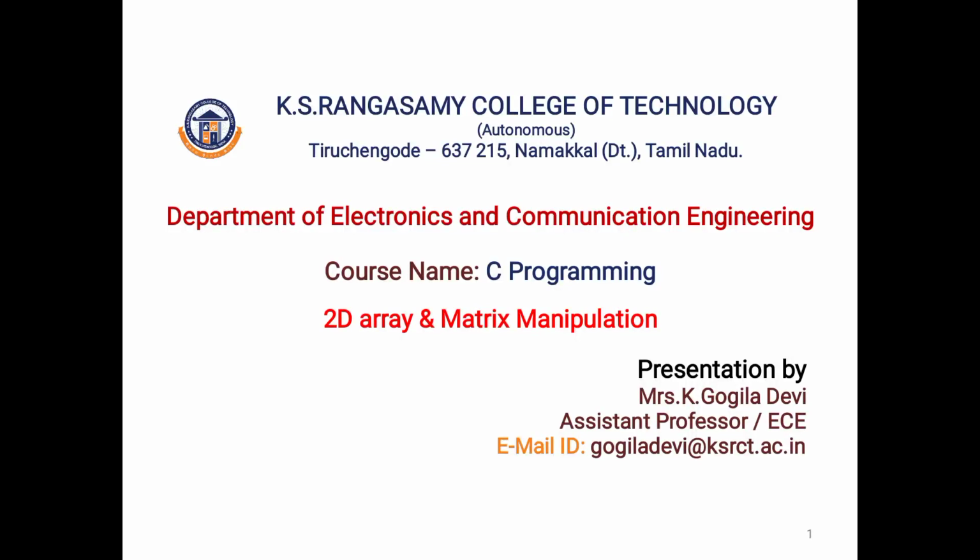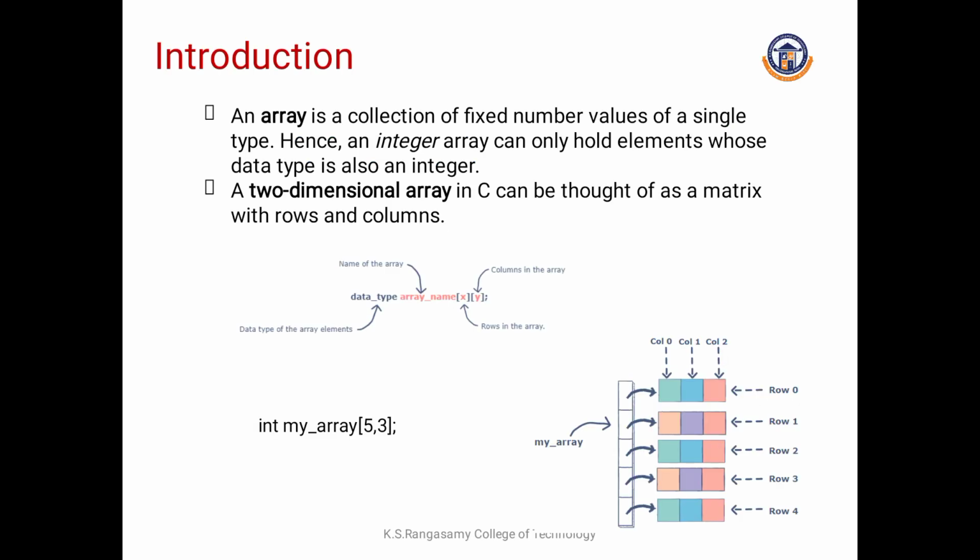In this video lecture, we are going to see about the 2D array and its matrix manipulation. We can say an array is a collection of fixed values that belong to the same data type, or a single data type. In other words, if you are defining an integer data type for a specific array, all those elements within the array will have integer values.